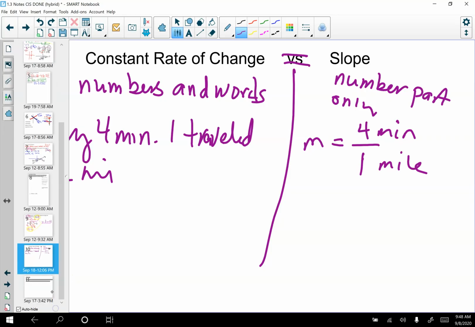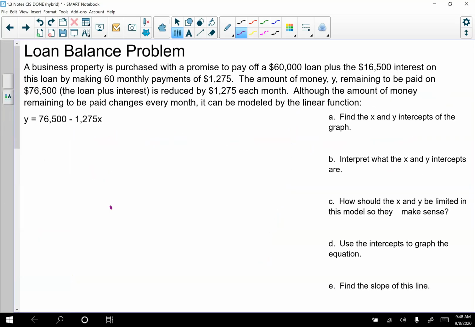Okay, let's go back to that bigger problem here and work through this balance problem. This is where we spend all of our energy in this class, is applying those basic things that you learned in Algebra 1 and Algebra 2. A business property is purchased with a promise to pay off a $60,000 loan plus interest. So between the interest and the loan, that makes up your $76,500.